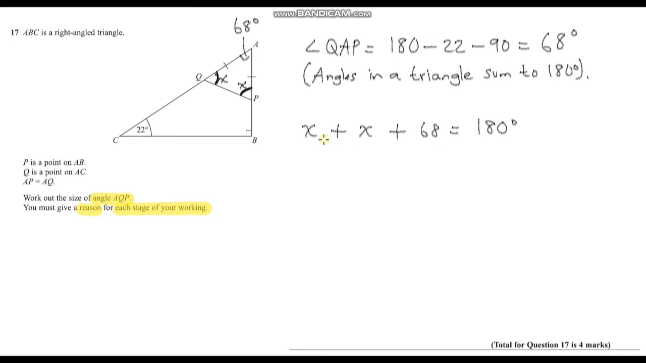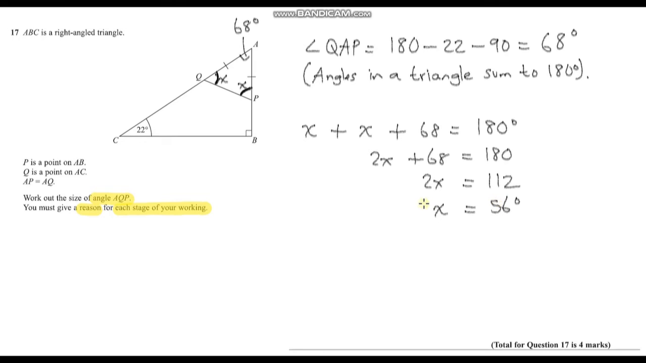And then we can just simplify this and then solve. So that gives us 2x plus 68 is equal to 180. And now if we subtract 68 from both sides, we get 2x is equal to 112, I believe. Yep, 112. And now we can just divide both sides by 2. We get x is equal to 56 degrees, I believe.